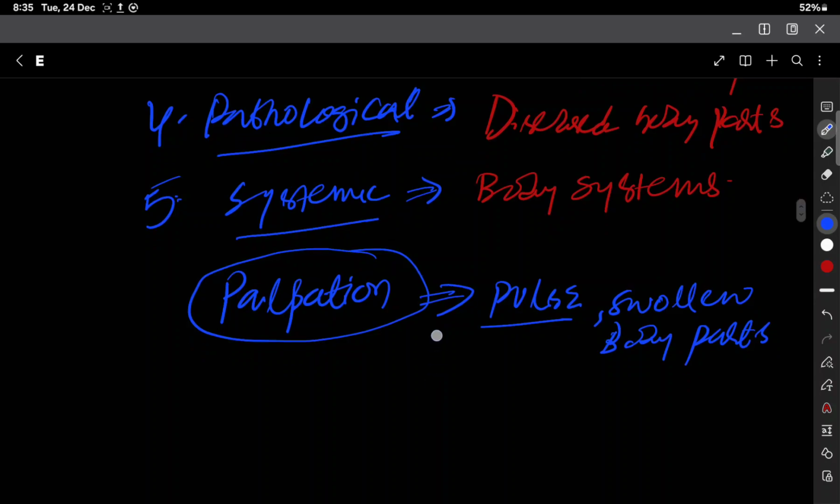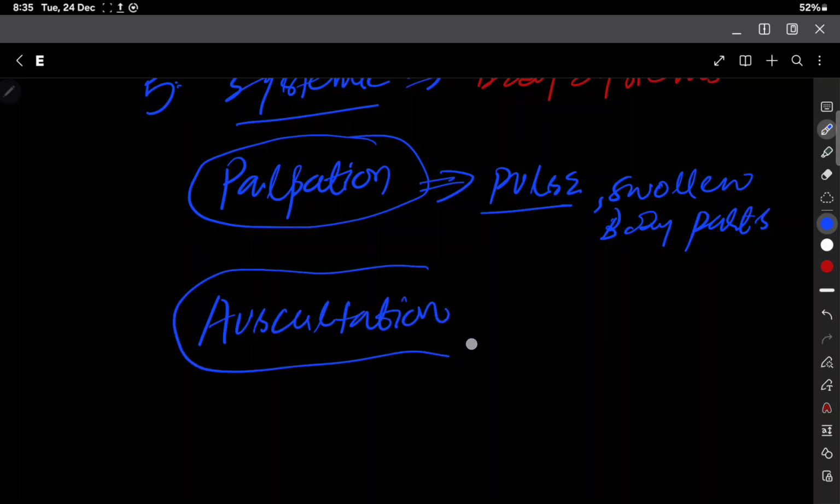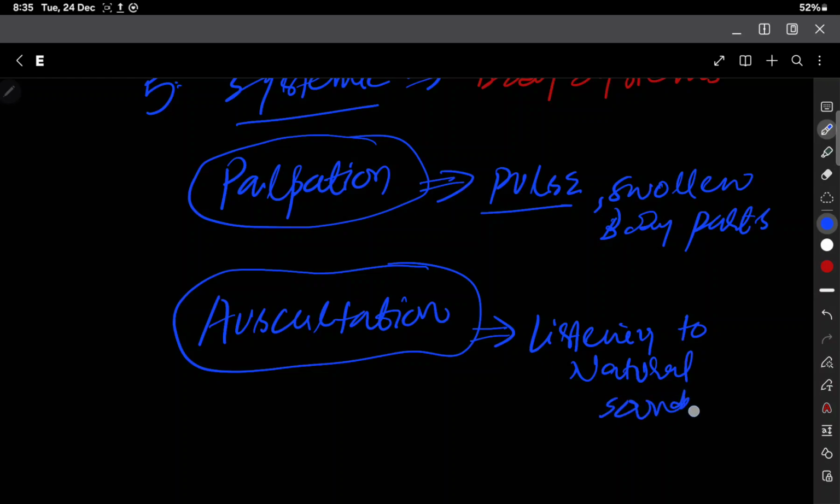Okay. Now the second term with this is auscultation. That's one more term which is included in anatomy. Auscultation means listening to the natural sounds of the body, the natural sounds of the human body.